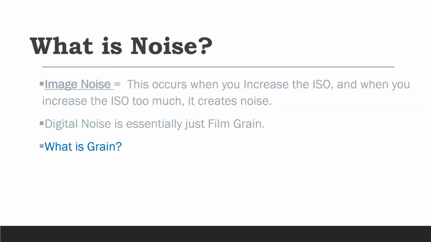Sometimes grain does look good, but for the most part, sharp and crisp photos are what are desired. So if you want to try to avoid introducing grain into your photos, be sure to stay consciously aware of what happens when you start to adjust your camera's ISO.